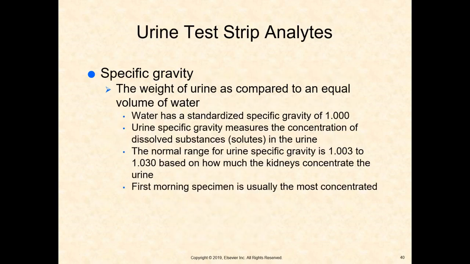So let's talk about some of these little pads on these test strips and see what they actually test for. One of them is specific gravity. Specific gravity is the weight of urine as compared to an actual volume of water. Water has a specific gravity of 1.000. Your urine does have dissolved substances or solutes in it. It's going to have urea, that's pretty heavy. It's going to have salt, it's going to have all kinds of things in it. So the normal range is 1.003 to 1.030. That means the body pulls water back out of it and you'll have some waste products in it.